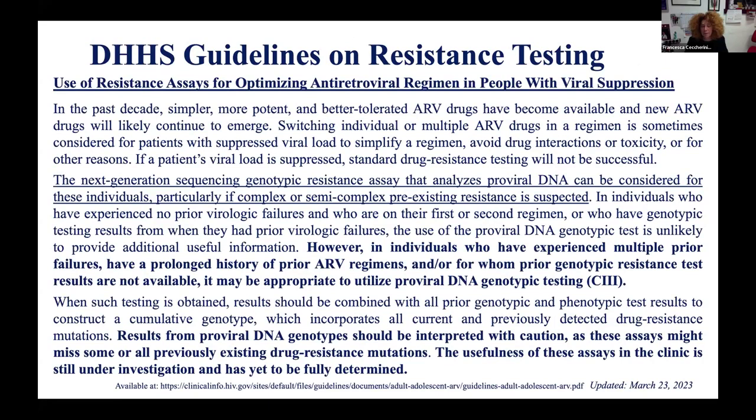A similar message is also in America, in the HHS guidelines, in the latest version, where they have a paragraph speaking exactly about the optimization of switching individuals. Today, the majority of our individuals are virologically suppressed, but many of them have previous failures with previous resistance. So again, here in the American guidelines, you see that in individuals who have experienced multiple prior failures or have a prolonged history of prior regimens, or you don't have the previous resistance test, it may be appropriate to utilize proviral DNA genotyping. But also here the important message is that the results should be interpreted with caution. And so the usefulness of this assay in the clinic is still under investigation and has yet to be fully determined.